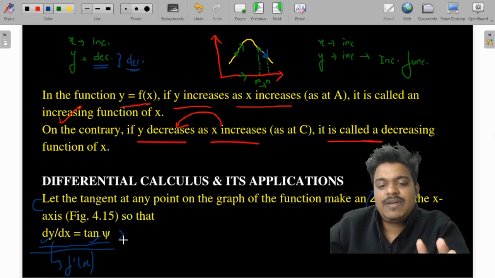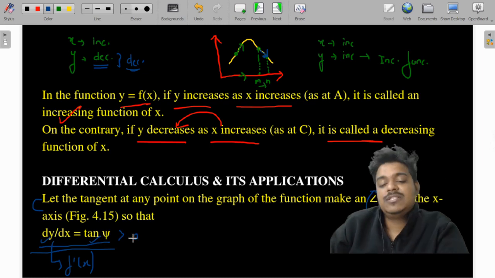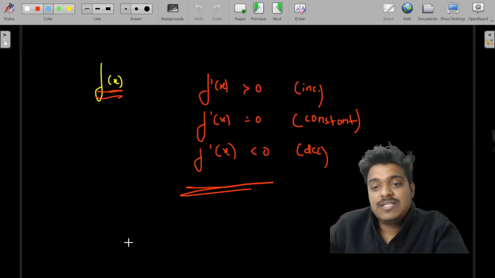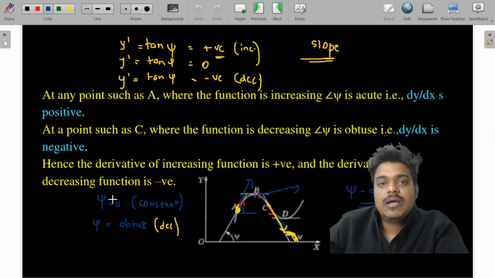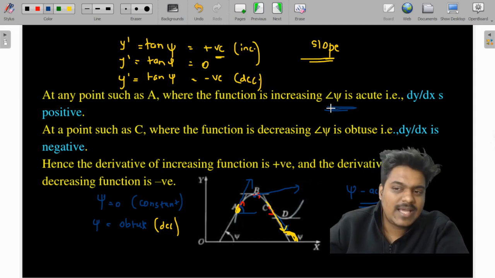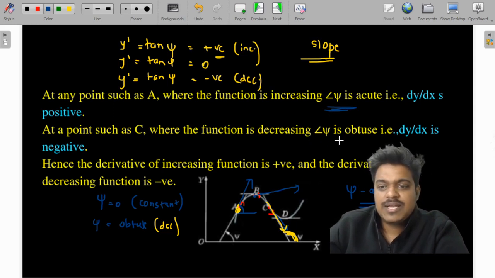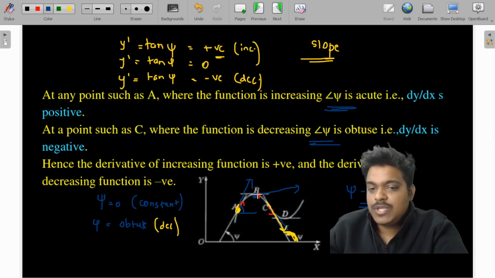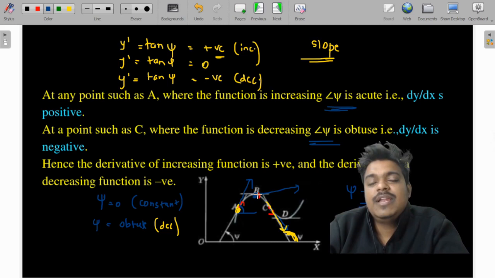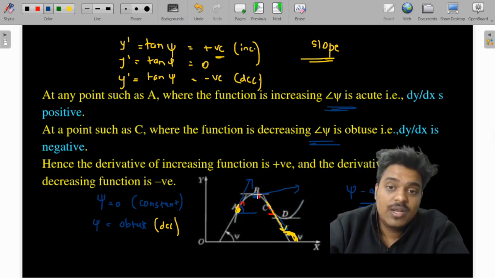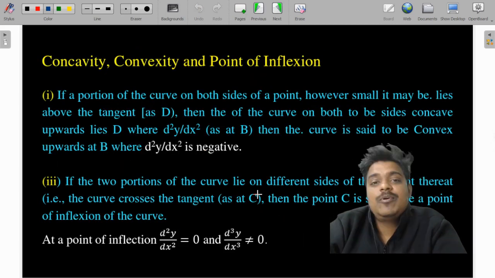So if you find f dash x, you will calculate dy by dx, which is nothing but tan psi. And if tan psi is greater than 0, the function is increasing. If equal to 0, the function is constant. And if it is less than 0, the function is decreasing. So at any point where the function is increasing, angle psi is acute. At C where the function is decreasing, the angle psi is obtuse, and at point B where the function is not changing, angle psi is equal to 0. Okay sir, so that is clear. Till now I know how to calculate the value of an increasing function or a decreasing function, but there is a next type of question that is asked in the exam.